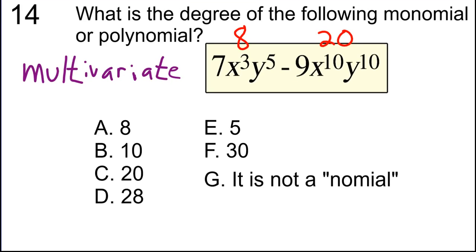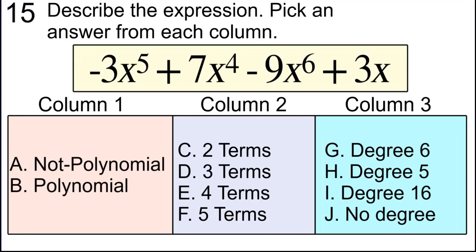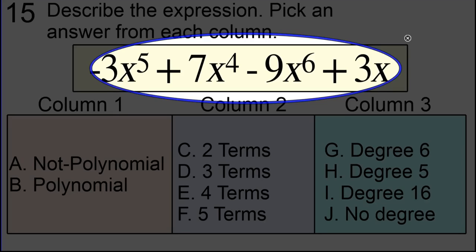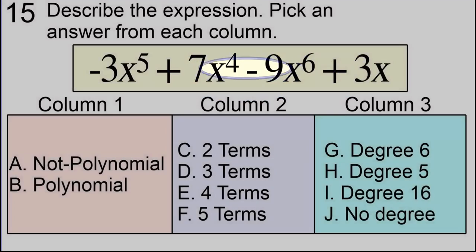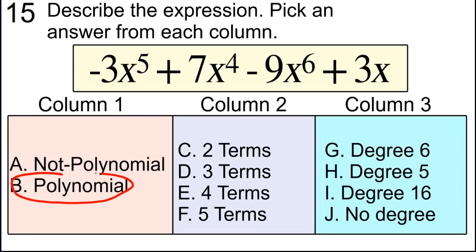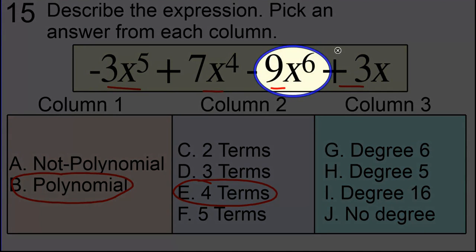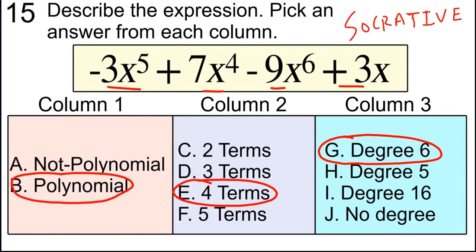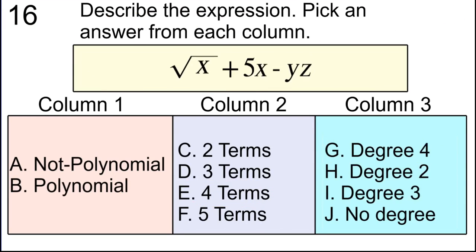The term with the biggest degree is 20. The answer is C. Number 15 is not fair. There are 3 columns, and we have to pick an answer from each column. We should be very aware that that's a polynomial, so in the first column, we are going to choose B. We can count terms, 1, 2, 3, 4 terms, and the term with the biggest degree is right here, 6. At Socrative, you have to put in all 3 choices to get number 15 right. Man, I love 3 columns.